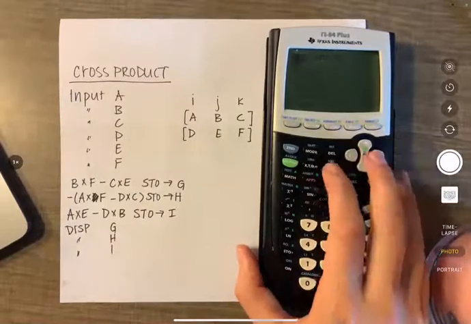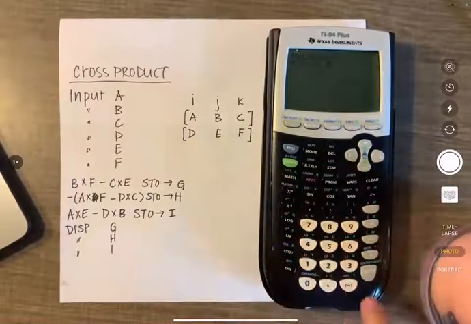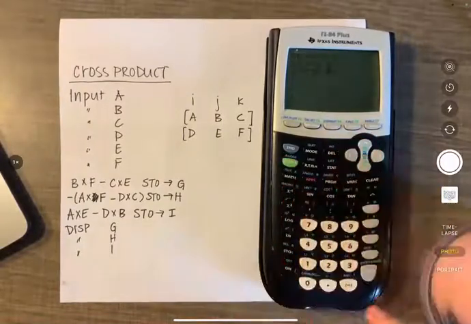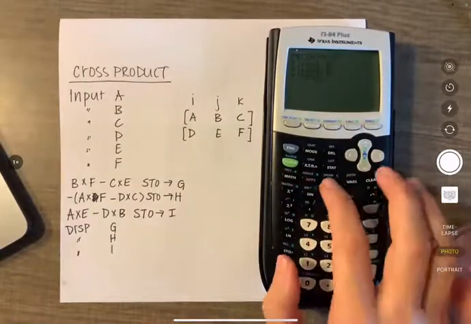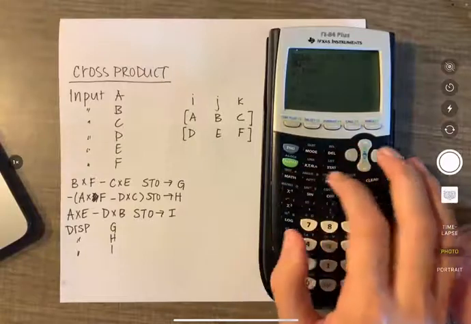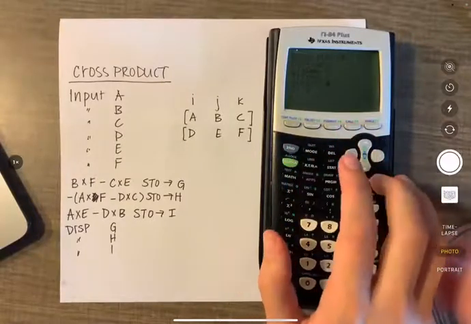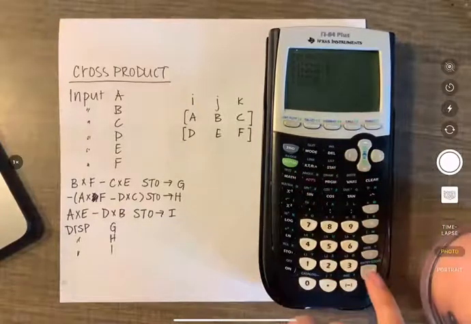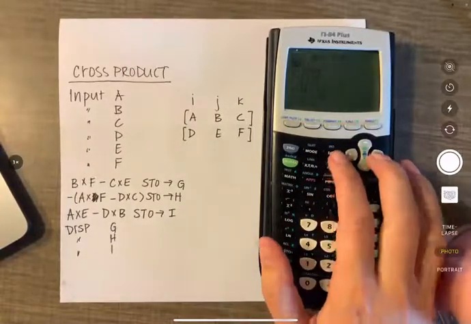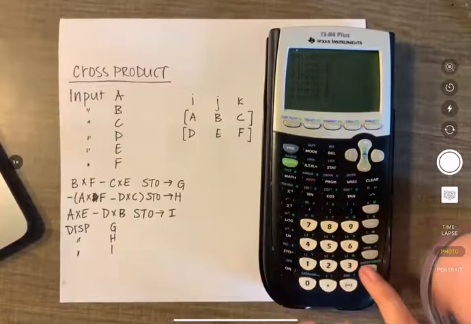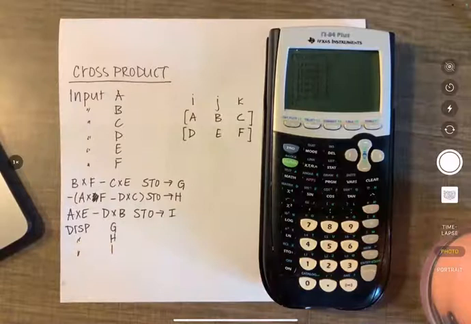So I'm going to go to program input A, program input B, all the way to F. Program input E, program input F. So again, now I have my ABC and my DEF, which are just the components of each of the vectors. So now I have to do the actual math part, or tell the calculator how to do the actual math part.